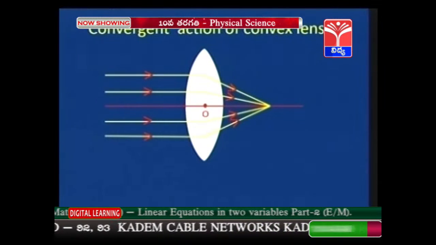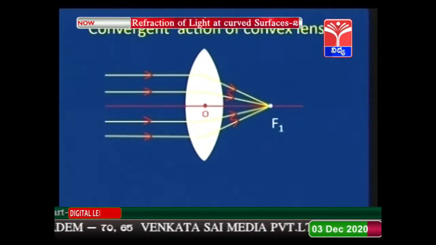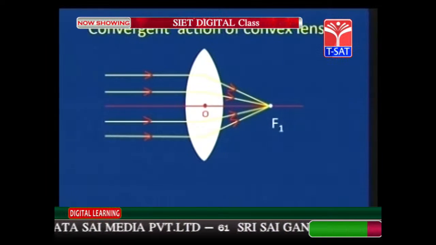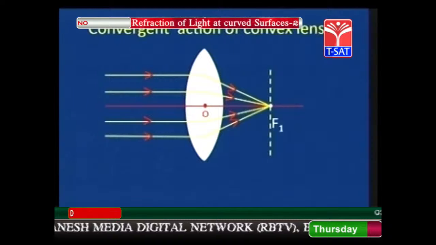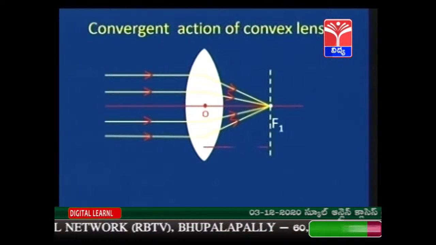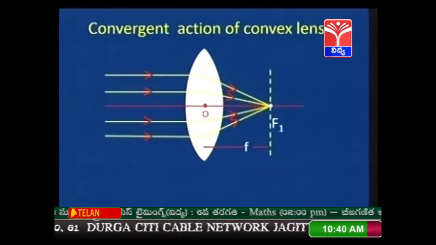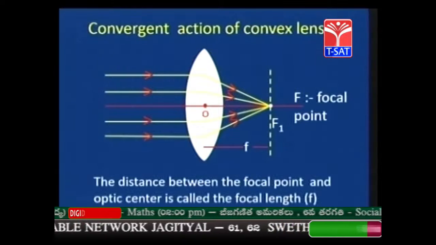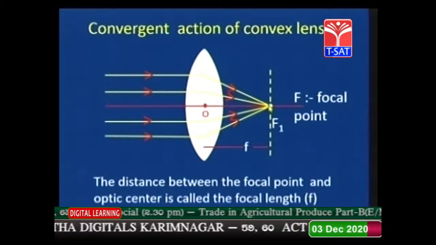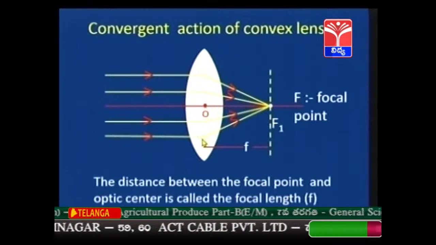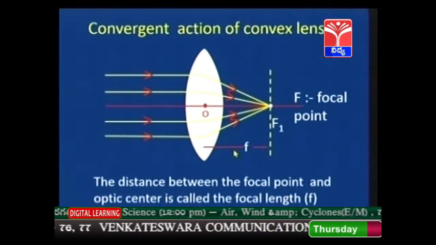This is the reason for that activity, and the point where all these light rays meet is known as the focus, or principal focus, and the line passing through the principal focus is the focal plane. The distance between the optical center and the focus is known as the focal length. So the distance between the optic center and the focal point is known as the focal length.